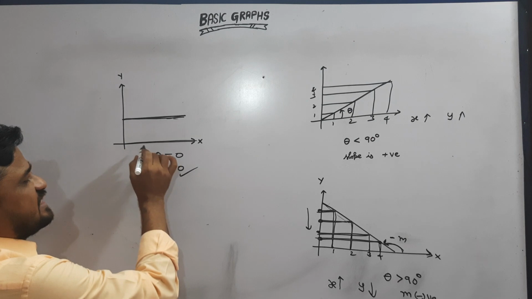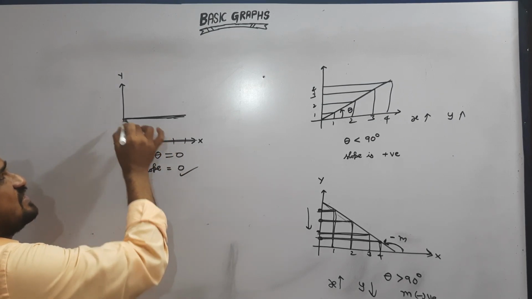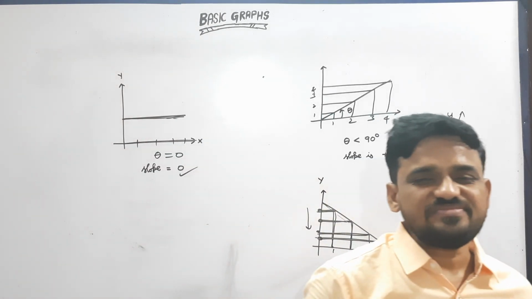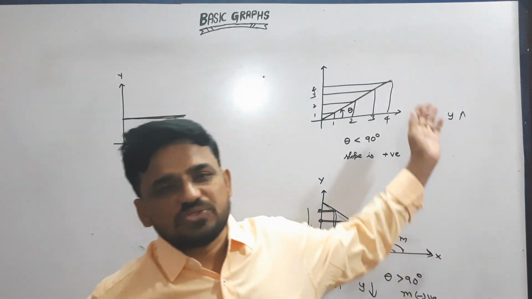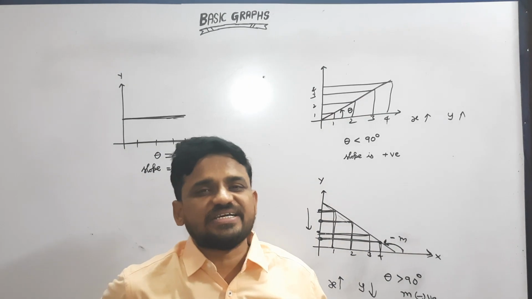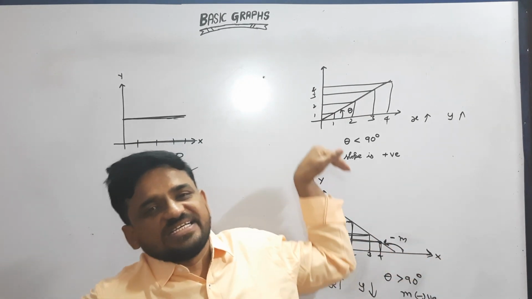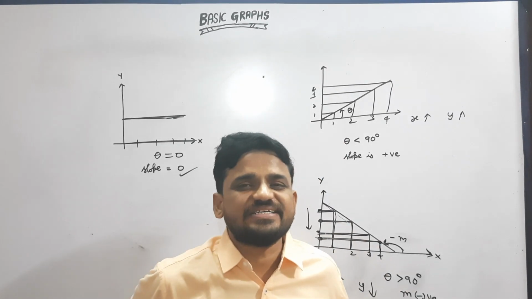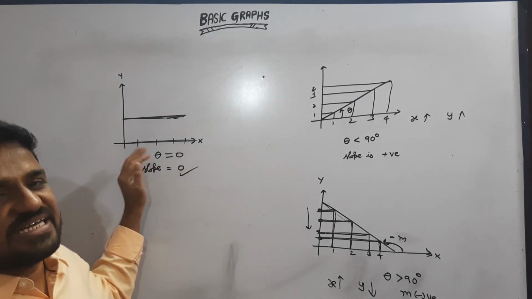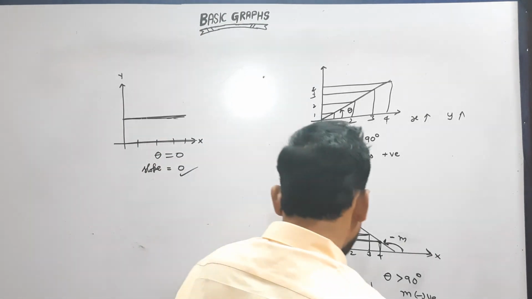But zero slope means if the x quantity either increases or decreases, the y quantity is unchanged, no change. So positive slope means as x increases, y also increases. Negative slope means if x increases, y decreases. Zero slope means whether x increases or decreases, y is unchanged. Next.